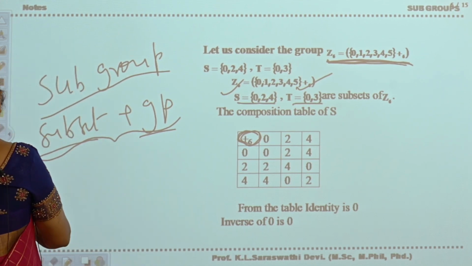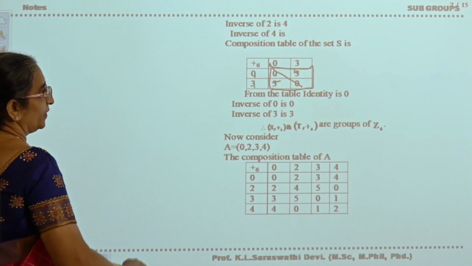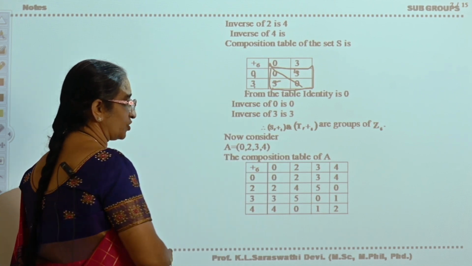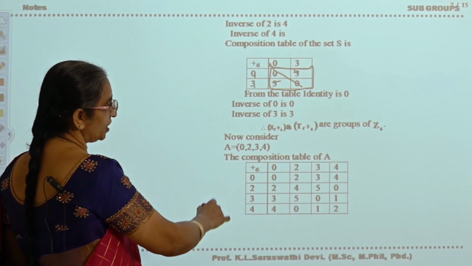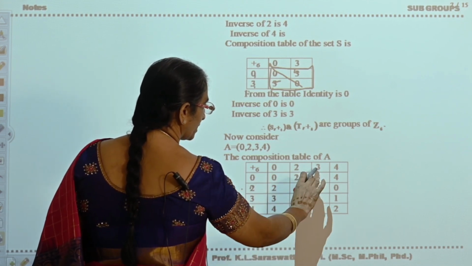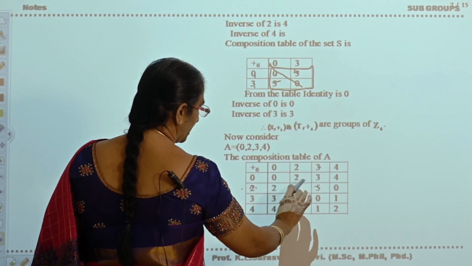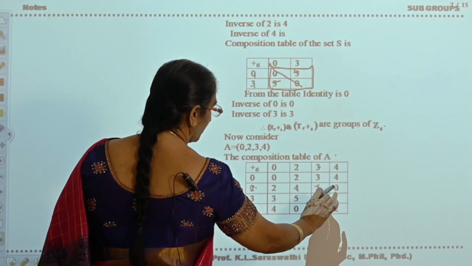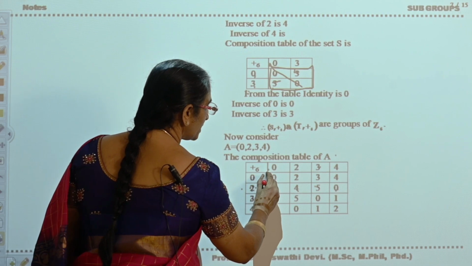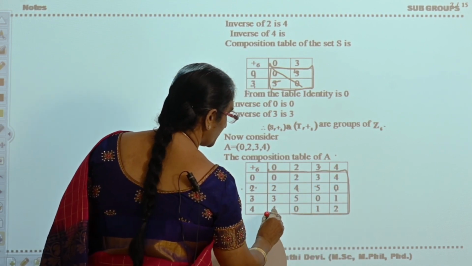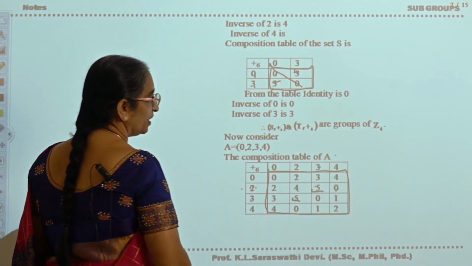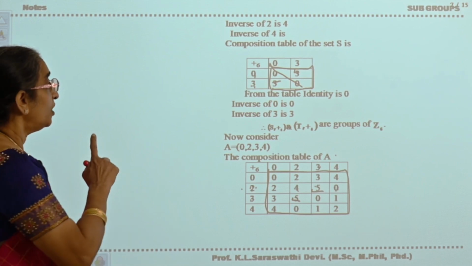Now, see the next page here. Now, if you take 0, 2, 3, 4, another set. Here the composition table for this is 0, 2, 3, 4. 2 plus 2 is 4, 2 plus 3 is 5, 2 plus 4 is 6 divided by 6, remainder 0. Similarly, you will complete this table. If you observe the entries here, you find a 5 here and a 5 here. These two do not belong to the set.